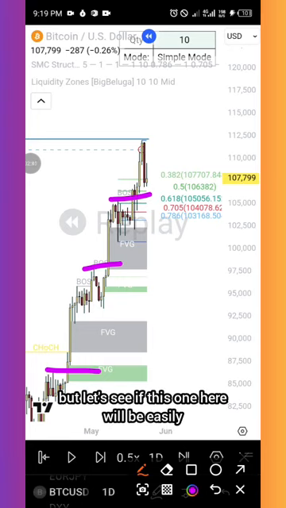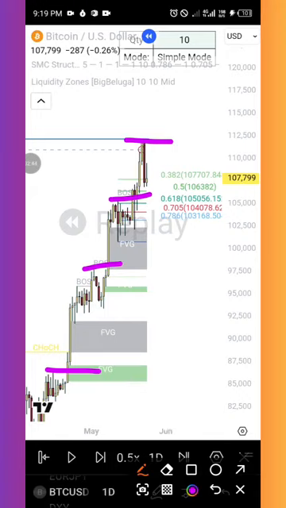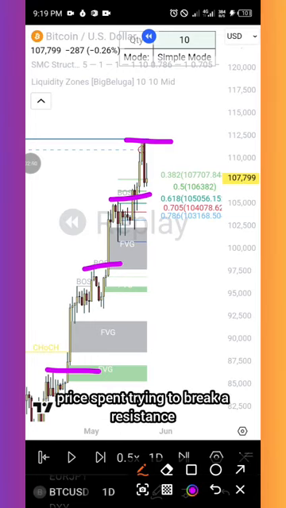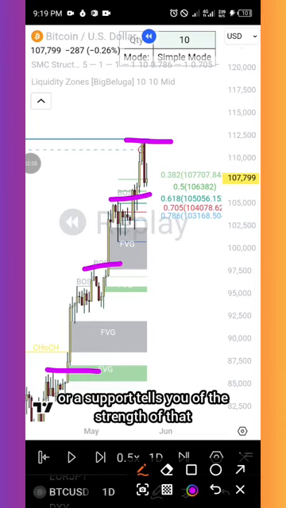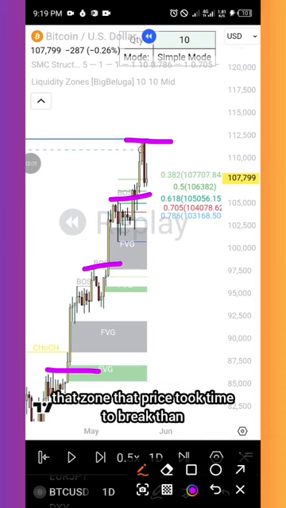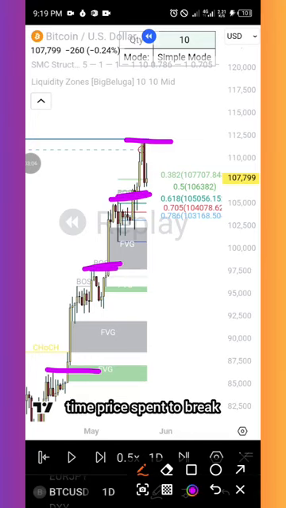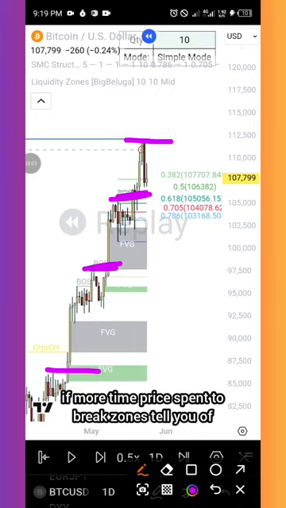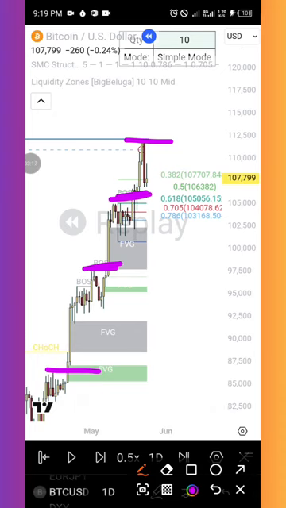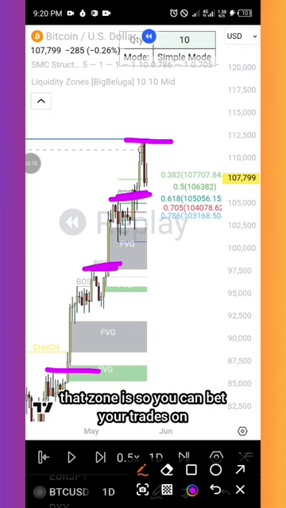But let's see if this one here will be easily broken like that. The more time price spends trying to break a resistance or a support tells you of the strength of that zone. So you can bet more money on a zone that price took time to break than a zone like this. You understand? The more time price spends to break zones tells you how strong and valid that zone is. So you can bet your trades on such zones.